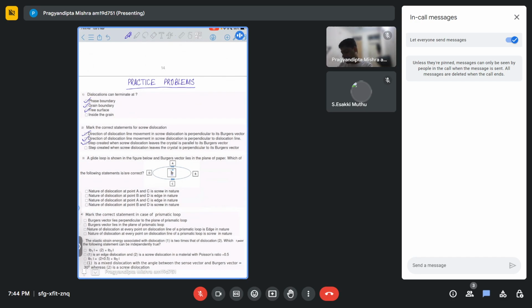Next question. A glide loop is shown in the figure below, and the Burgers vector lies in the plane of the paper. So Burgers vector is not perpendicular, it lies on the plane. They are asking what is the nature of the dislocation at different points. Here we can directly see that the nature of dislocation at points A and C is parallel to the Burgers vector, so it will be screw. And at points B and D it is perpendicular, so it has to be edge. Which option says that? The second one. So these are the two correct answers.